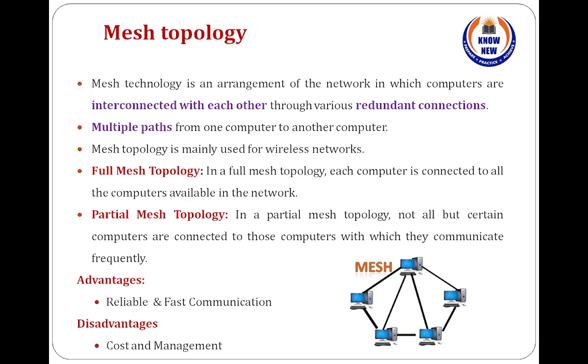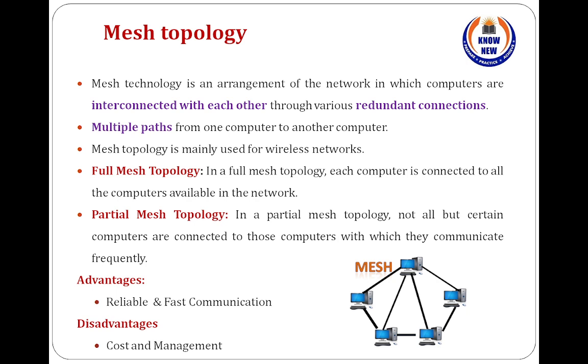If you look at the first PC, it can have connectivity with all the other remaining PCs. If you want to find out the number of links in a mesh topology, the formula is n into n minus 1 divided by 2. That is the formula we use to know how many connections are available in a mesh topology. And multiple paths are there from one computer to another computer.